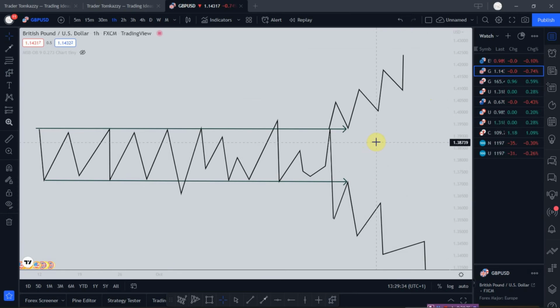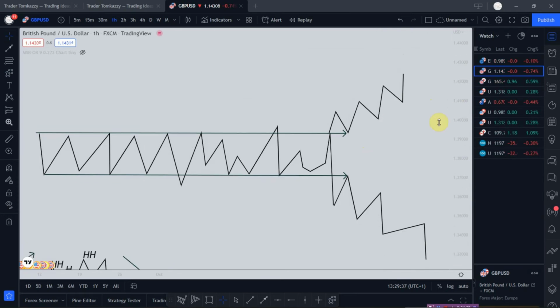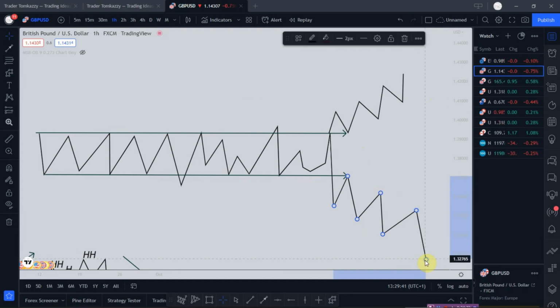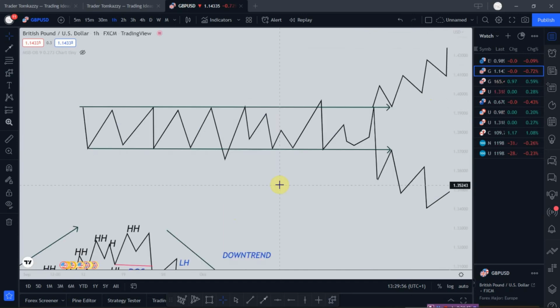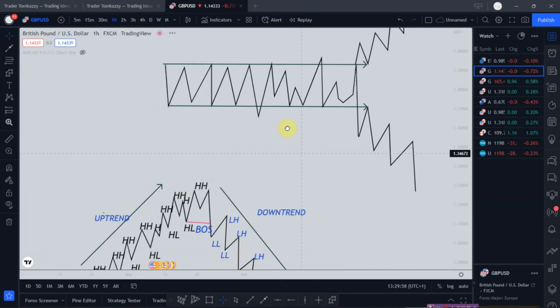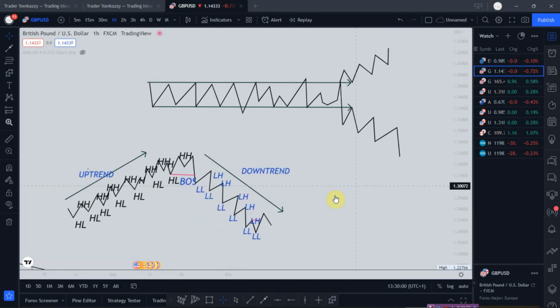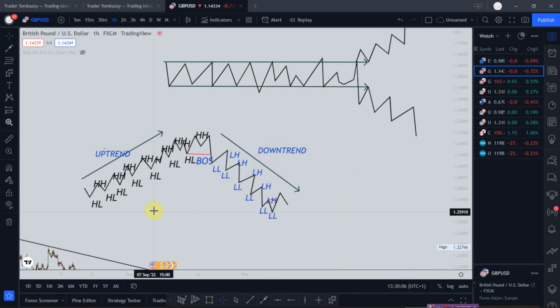Good. So this is how we trade a consolidating market. You have to wait for a break, either to the downside or to the upside. Then you start looking for a selling opportunity or a buying opportunity. Now we are going to jump into the live chart and identify this type of market structure.